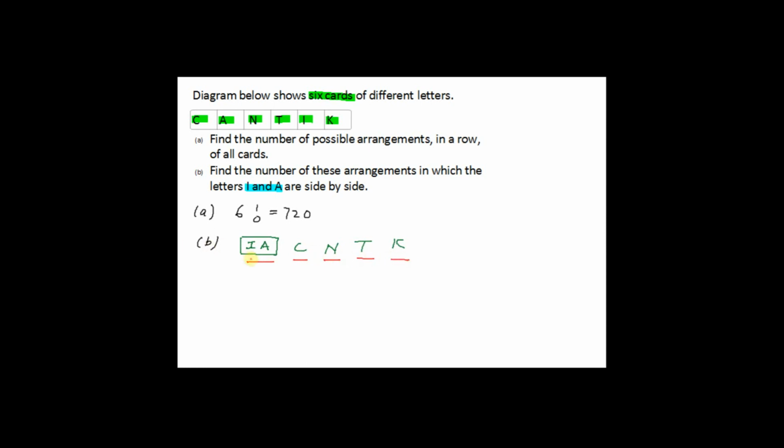So if I arrange these 5 letters here, where I and A are considered 1 letter, I and A are always side by side. To arrange these 5 letters, you have 5 factorial. After we arrange these 5 letters, that is 5 factorial, we have to multiply with the arrangement of I and A. This is because for every permutation, you can actually arrange your IA to become AI.